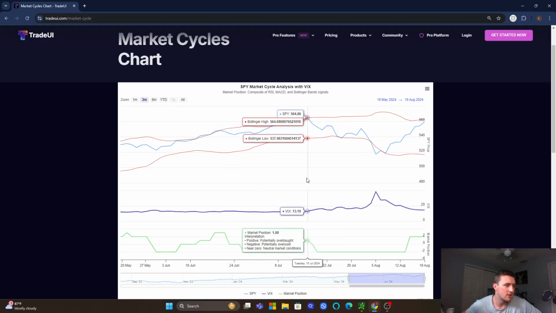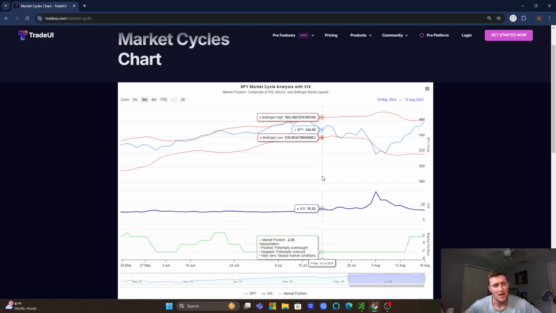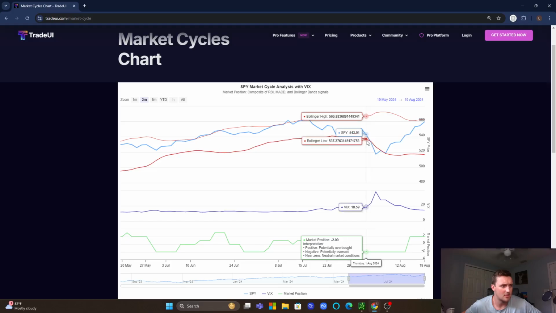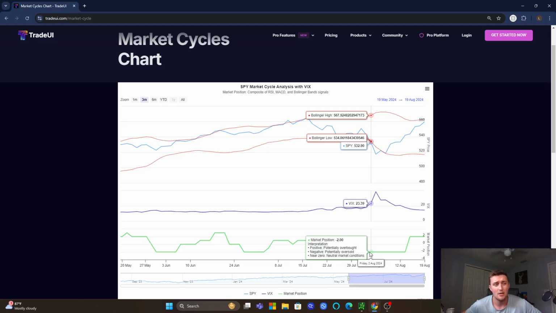So let's get a good example of what happened recently for a buying opportunity. Recently, the stock market touched the lower band, the VIX, as you can see, spiked up, and market position told us that we're at -2, which means we're oversold. The fact that all three of these are lining up tells us, hey, now's a great time to start entering SPY.